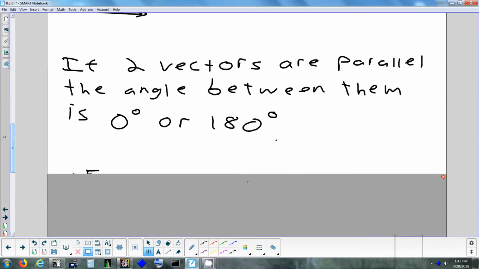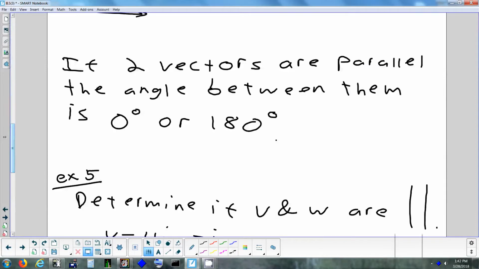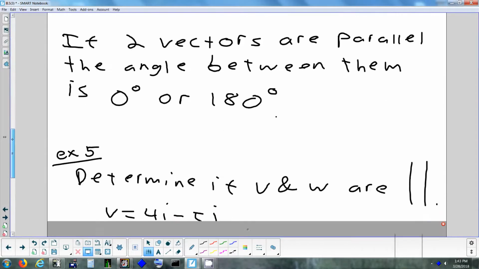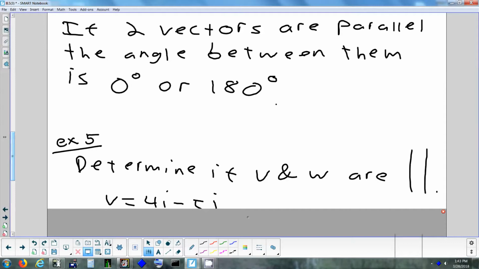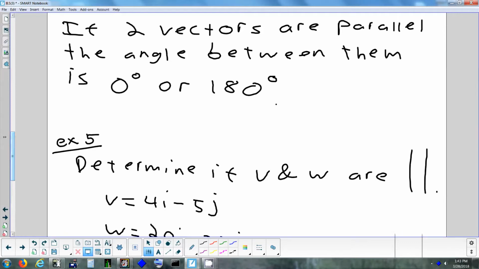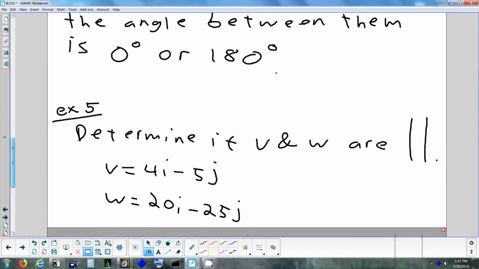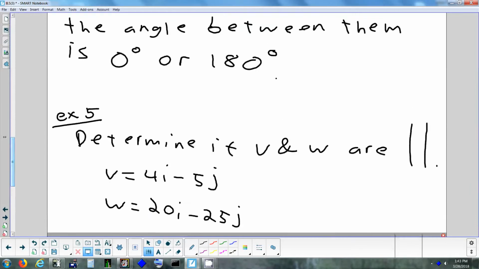Okay, so same kind of question we just had last time. I'm going to ask you if these 2 vectors are parallel. So we're looking for one of 2 angles. Either the angle between them is 0, which means the fraction comes out to 1, or the angle is 180, which means the fraction comes out to -1. Okay, so we've got the vectors 4i minus 5j and 20i minus 25j.